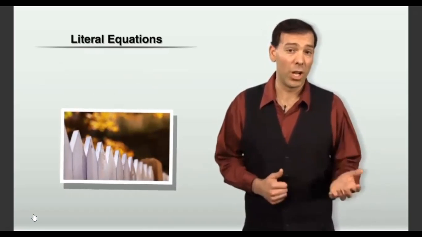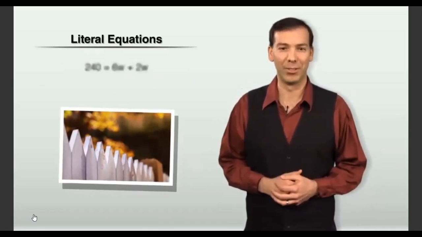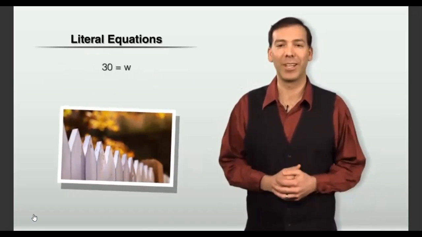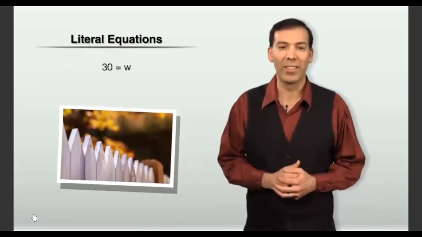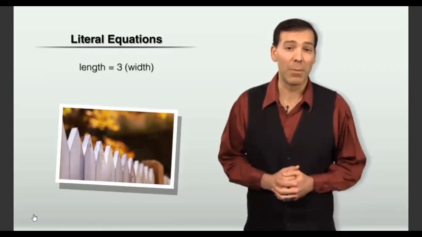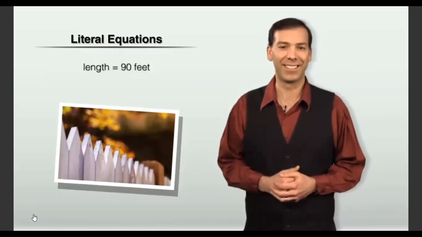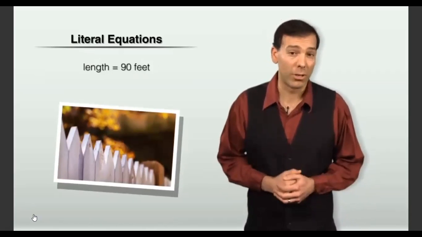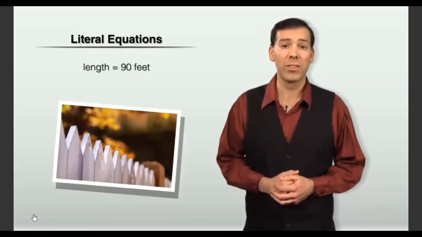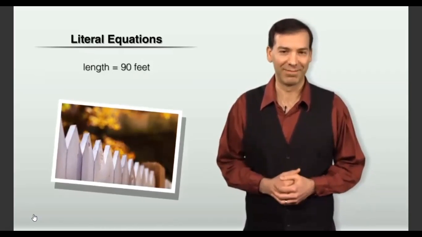Substituting in what is known, 240 equals 6W plus 2W. Dividing both sides by 8 makes W equal to 30. That means the width of Dan's yard will be 30 feet. Since the length is 3 times the width, Dan can find the length of his fence to be 90 feet. To make sure the answer is correct, add 2 lengths of 90 feet each, plus 2 widths of 30 feet each, for a total of 240 feet.